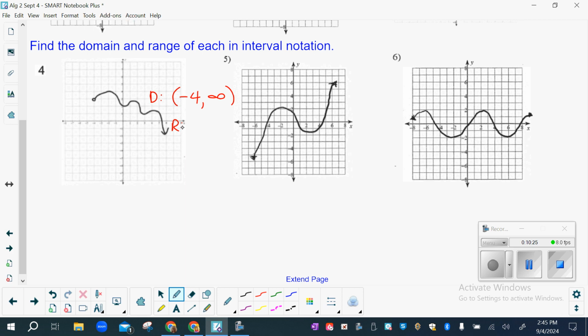And then what's your range? Negative infinity. So this arrow, I know it's hard to get used to that, but that negative infinity comes first. The smaller values are down here. So negative infinity up to what value is the highest? 4, and it includes 4 because this is a point here. So it would be 4 with a bracket. Does that make sense?